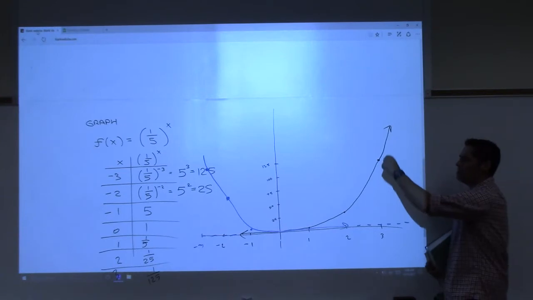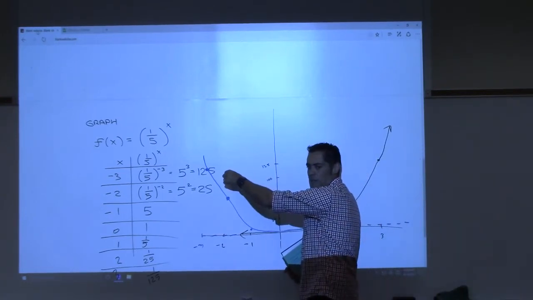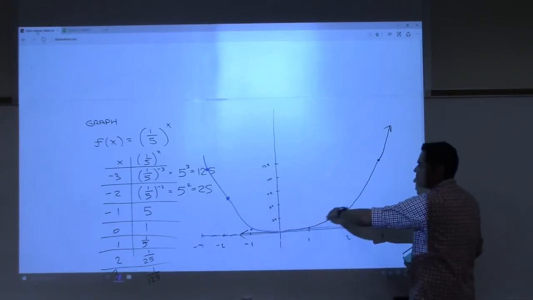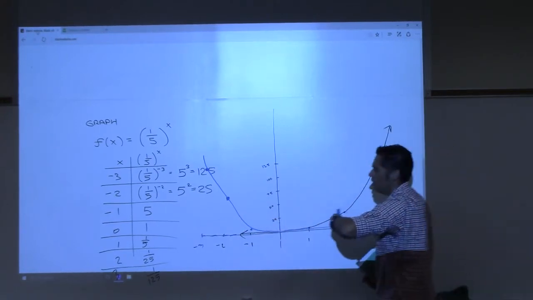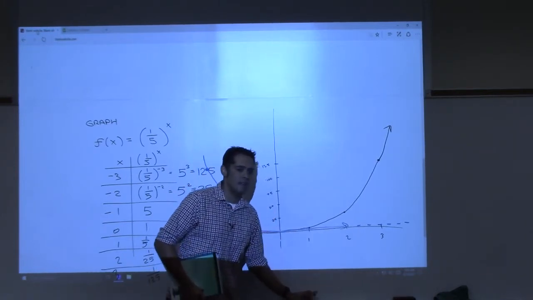We call this exponential growth. We call this exponential decay. So growth, as you move from left to right, if you go up, that's exponential growth. If you move from left to right and go down towards 0, then you call it decay.